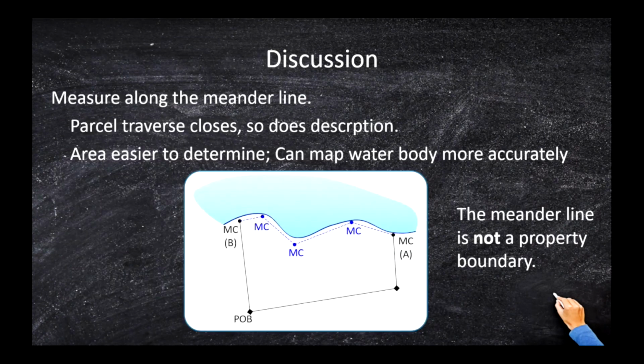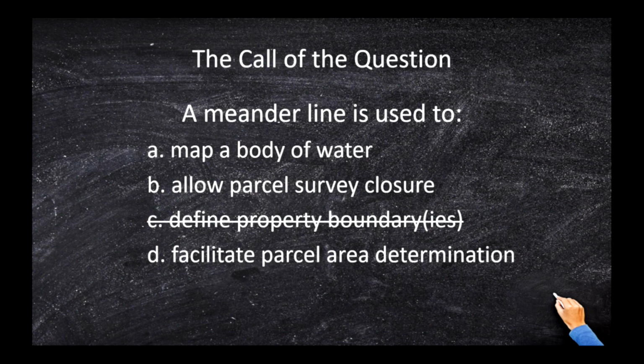We measure along the meander line, our parcel traverse closes, and so does the description. The area is easier to determine because we're closer to the body of water and we've approximated it, and we can map the water boundary more accurately. However, as we saw in both the Manual of Instructions definition and in Black's Law Dictionary, the meander line is not a property line.